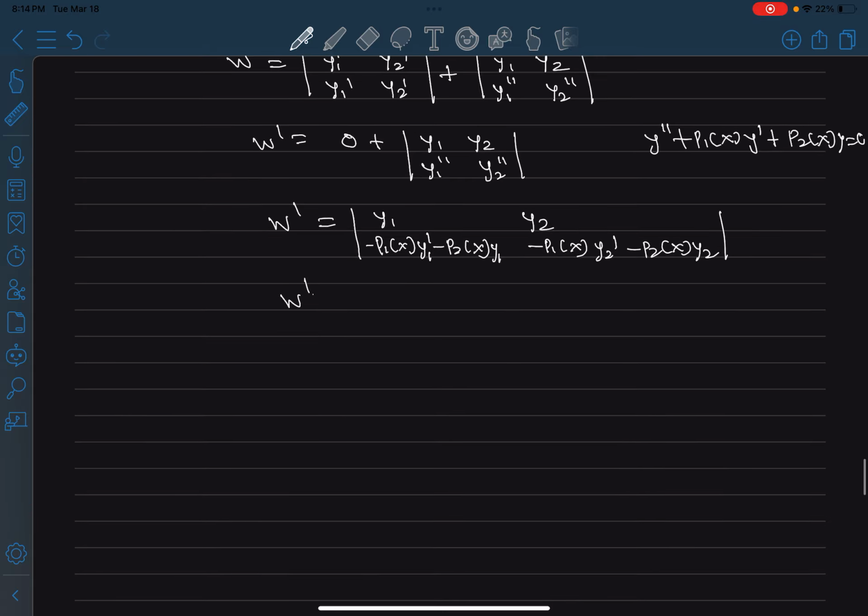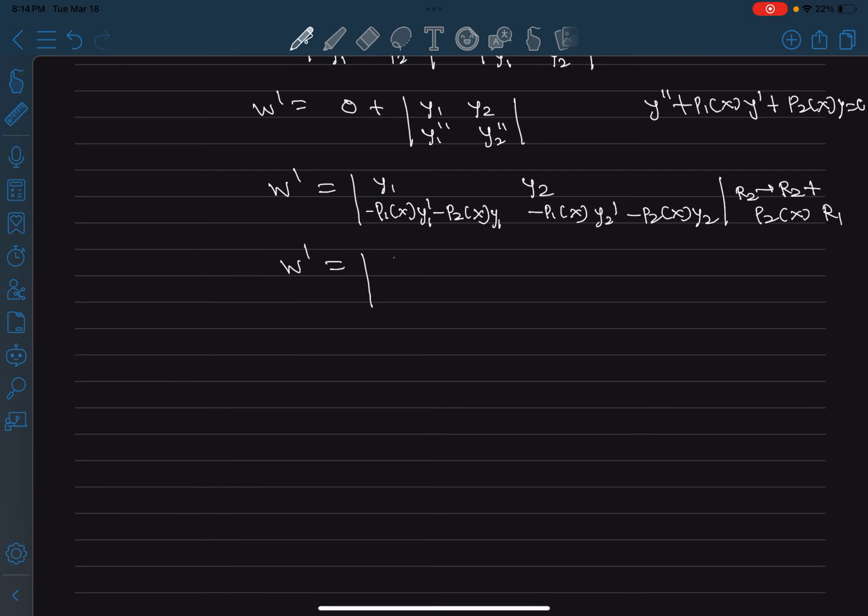So this becomes Wronskian prime. Now again, you know that even if you add a constant multiple of a row to another row, the determinant remains unchanged, right? So what you can basically do is add p2 of x times row 1 to the second row. If row 2 is row 2 plus p2 of x times row 1, the determinant is unchanged, so we still have Wronskian prime. This becomes y1, y2, negative p1 of x y1 prime, negative p1 of x y2 prime, right?